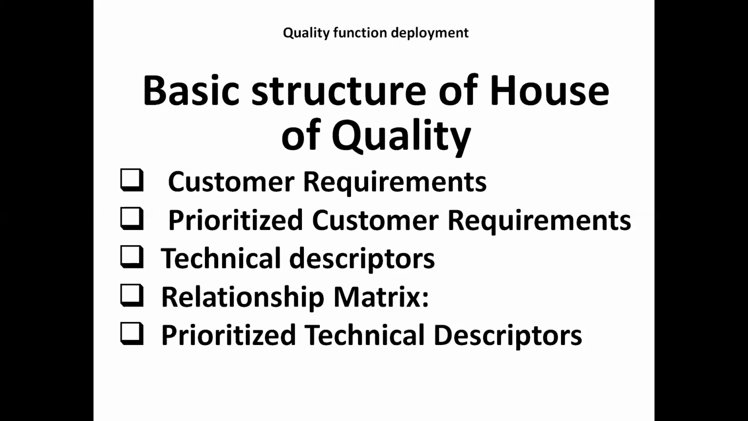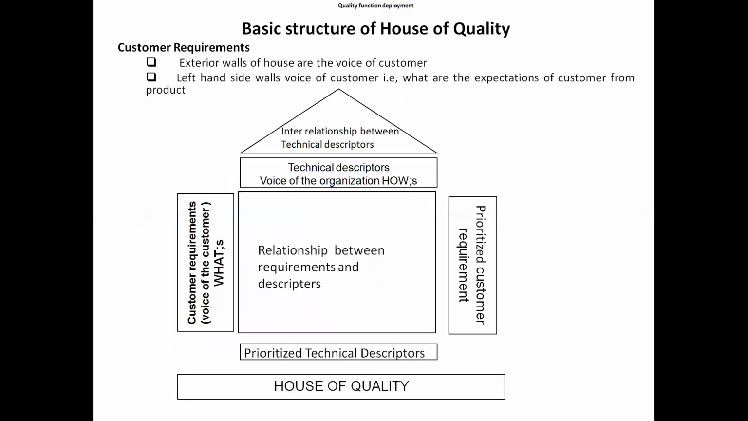Third, technical descriptors: what facilities you have to meet the customer requirements by using the existing resources. Relationship matrix: what is the relationship between the technical descriptors and the customer requirements. Then prioritized technical descriptors: what special requirements are needed for your manufacturing. So this is the basic structure of the drawing, and seeing it this way we can see the house.